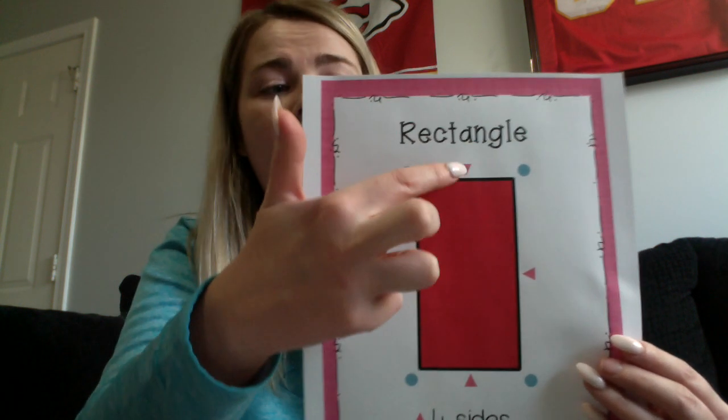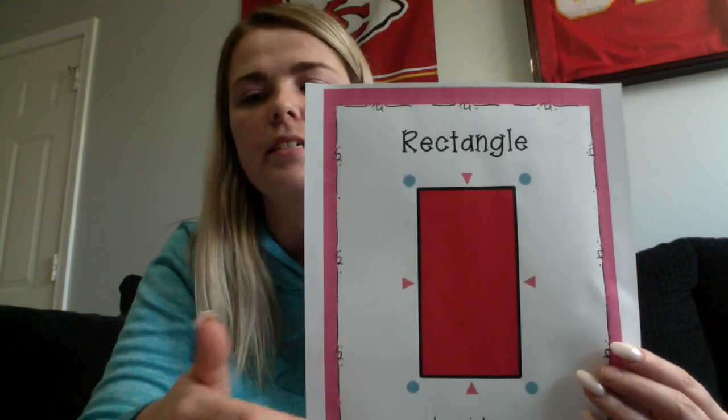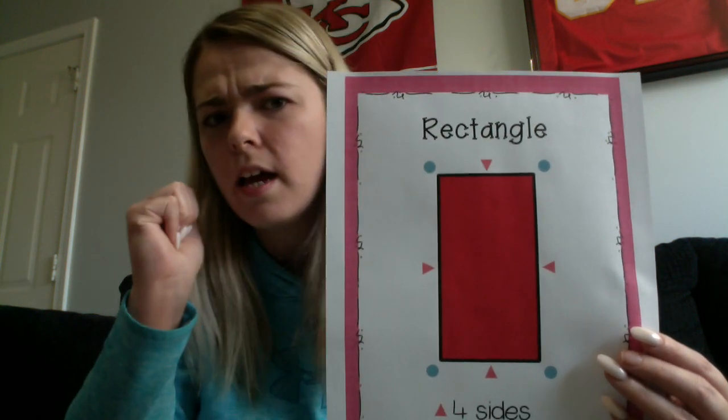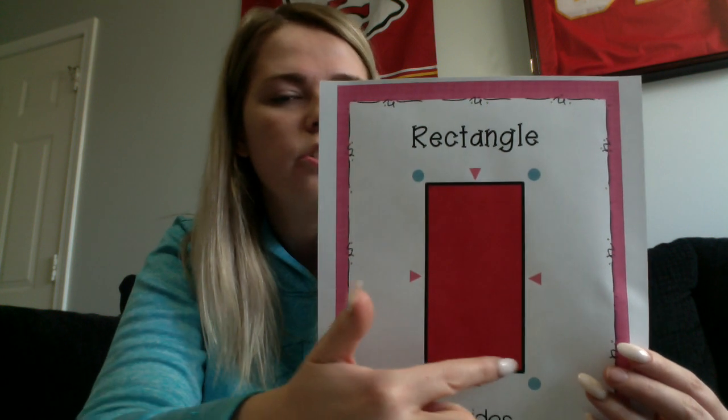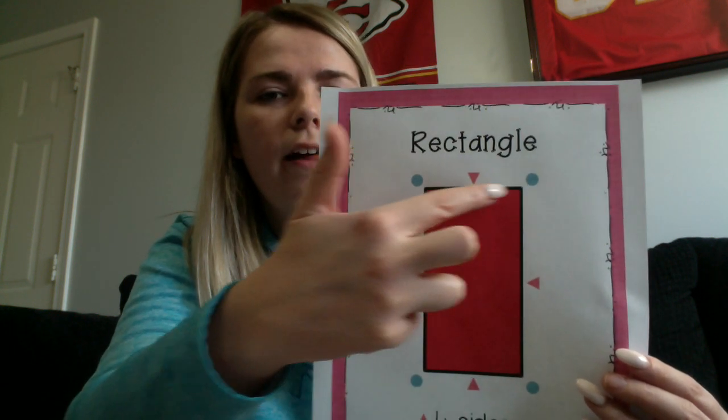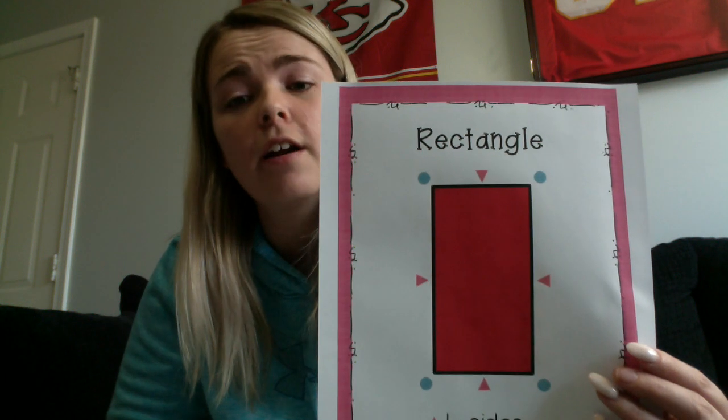I want you to go ahead and look at your triangles, and we're going to count together. We're going to count the sides. Remember, our triangles are indicating how many sides it has. So go ahead and do it with me. Your sides are the what? The lines. Okay, here we go. 1, 2, 3, 4.